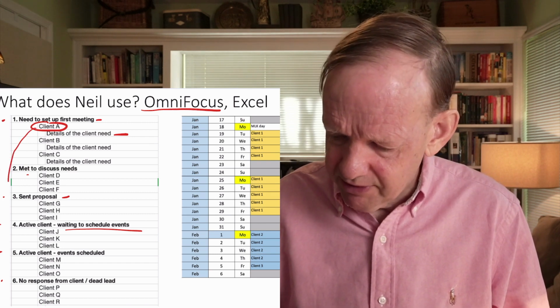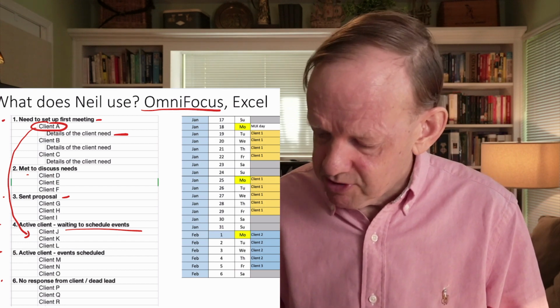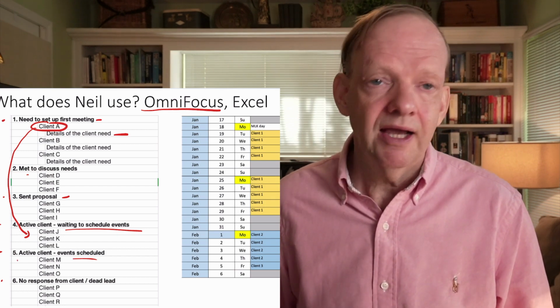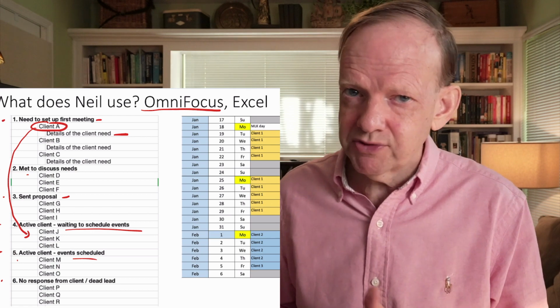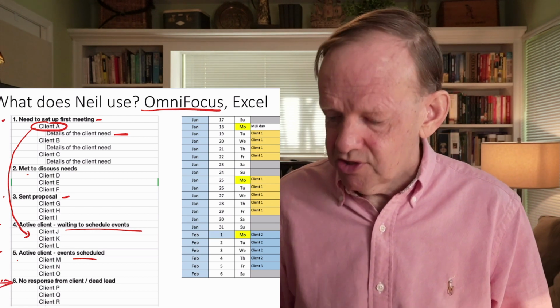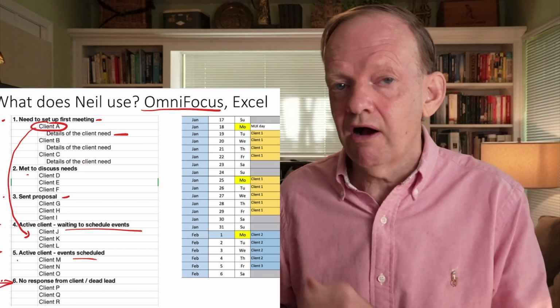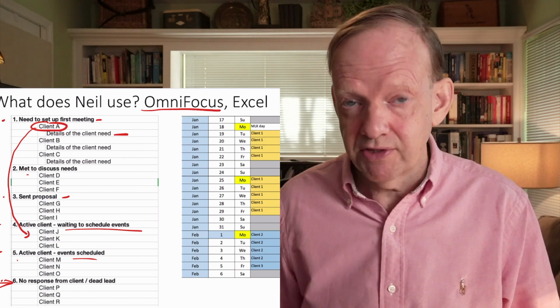So Client A would then drag down to item number 4, and then when they become scheduled, they go to number 5. And if they kind of vanished and there was no response, they go to number 6. So I have these 6 states, and I can track where things are by dragging that record among the 6 states.